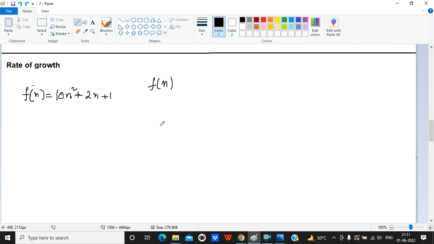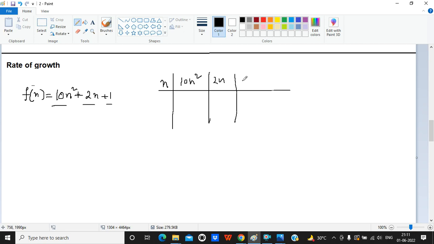Okay, I am giving you some direction. See, fn has 3 components, 1, 2 and 3, right? So depending on the value of n, what will be the contribution of these 3 individual terms? Say 10n square, 2n, and 1. Depending on the value of n, what will be the contribution of these individual terms in fn? If your n is 1, it will be 10, 2, and 1.